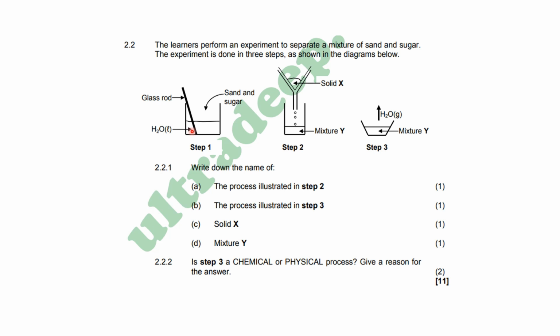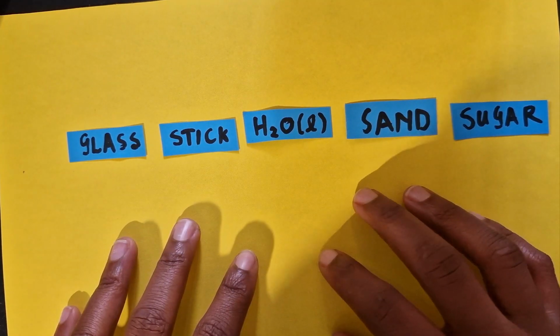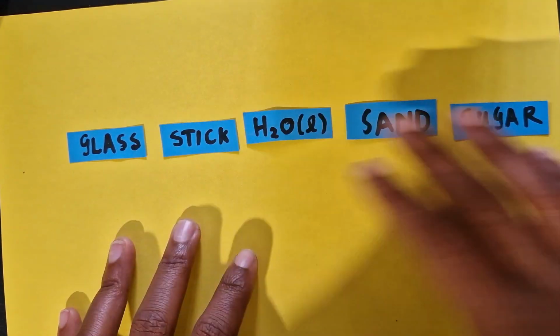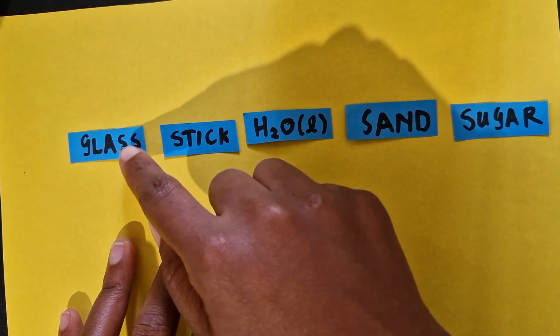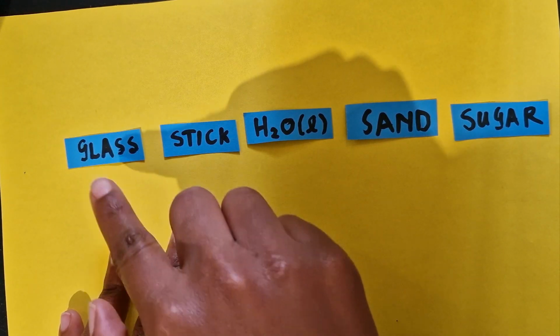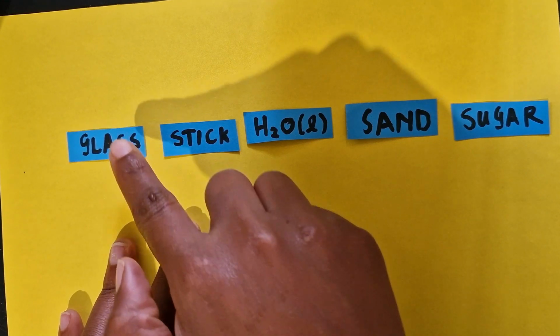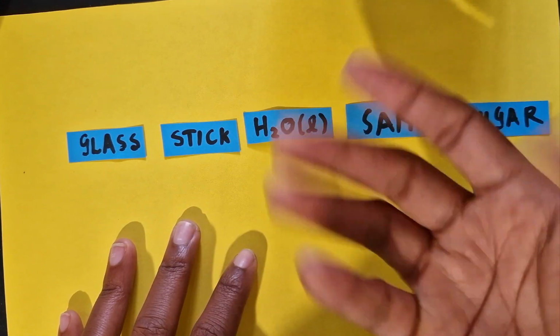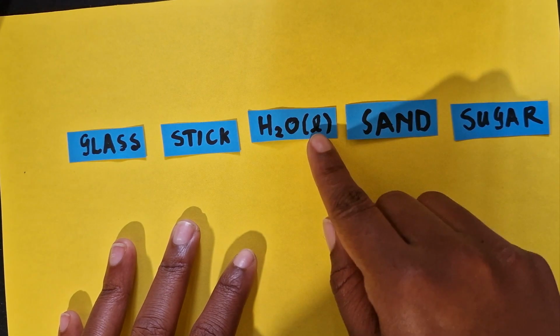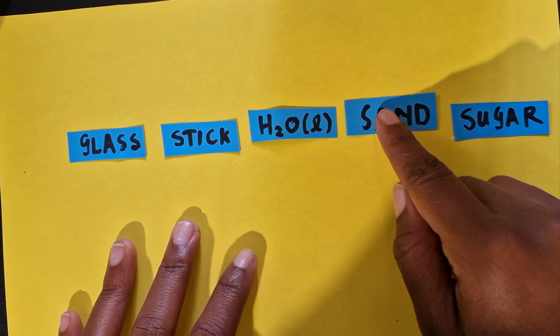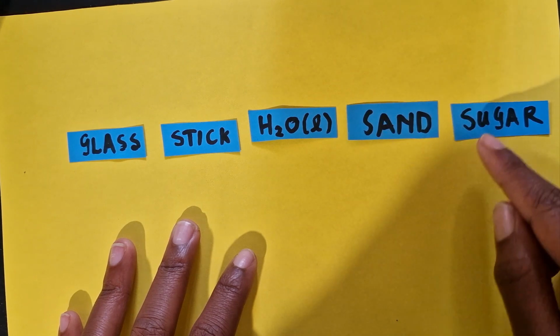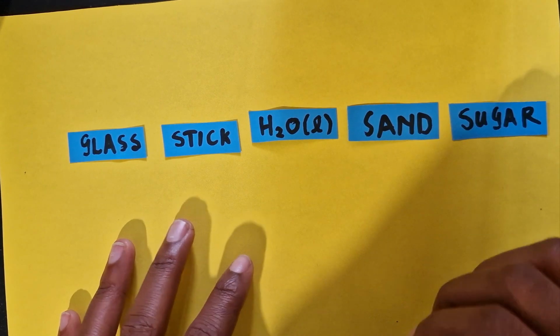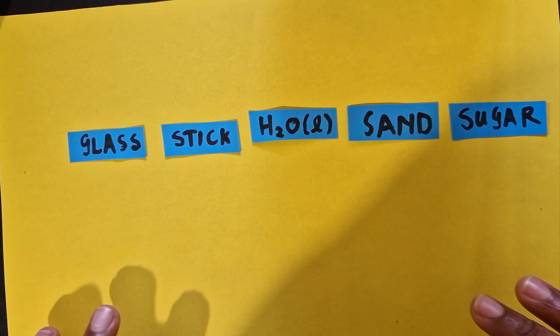So let's try to do this in real life at home using your normal household items. For this experiment, we need 5 items, or at least for step 1. A glass, because I don't know how many people have beakers at home. A stick, I don't have a glass rod. Water, liquid water, not ice or steam. Sand that you can just get from the outside, and sugar. Just don't finish your parents' sugar.